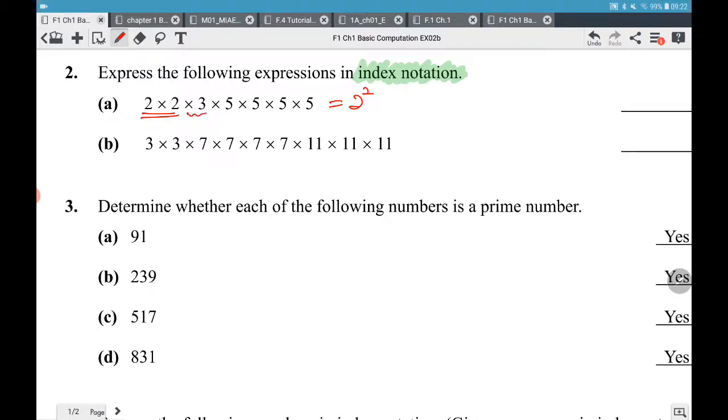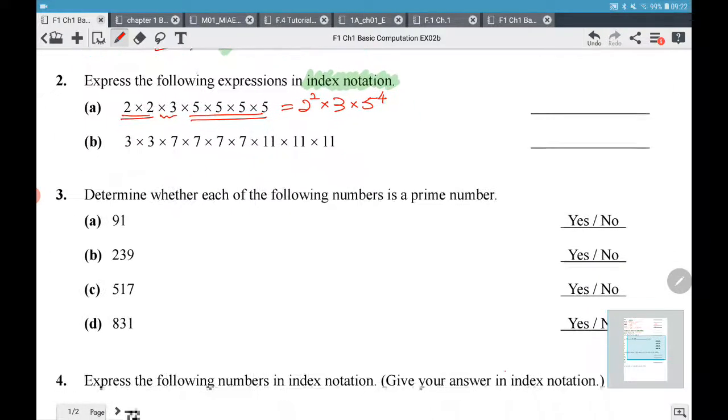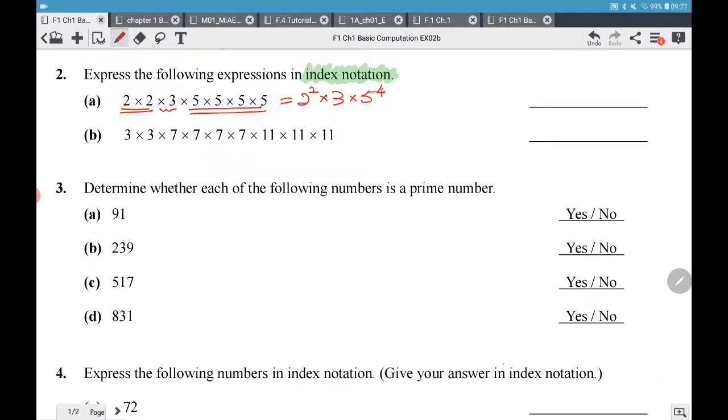And then let's look at 3. We have only one 3 here, so we just copy down one 3 in the multiplication. And the last one, we have four 5s. Therefore, we can write it as 5 to the power 4. So it should be our answer if we are using the index notation to represent the same calculation. We can write it as 2 squared times 3 times 5 to the power 4.